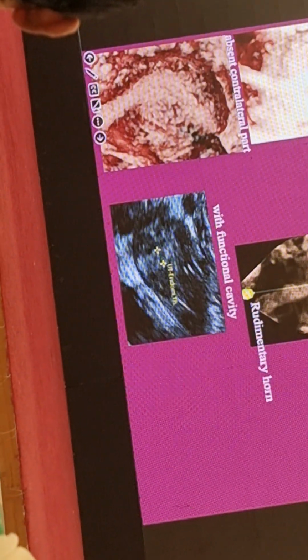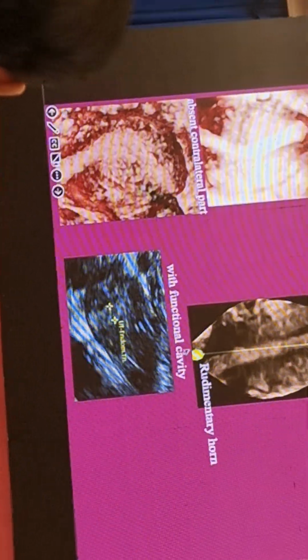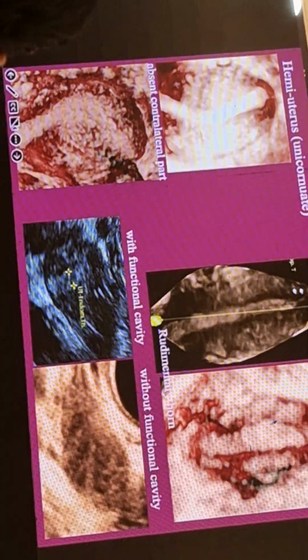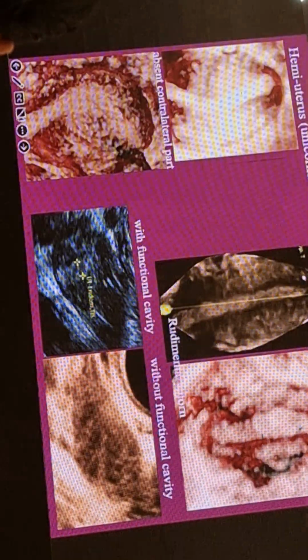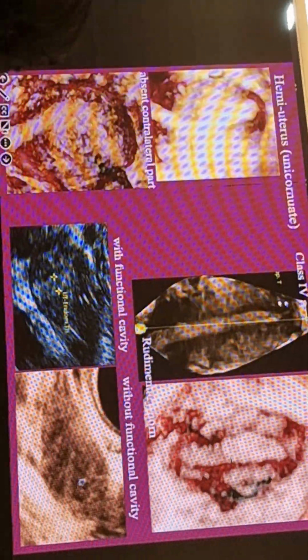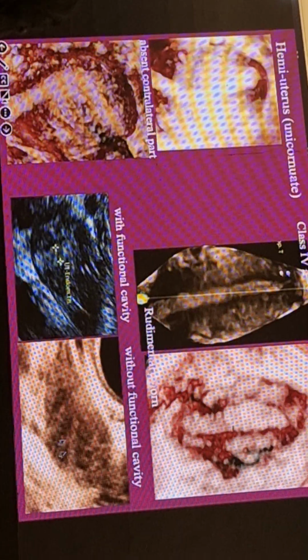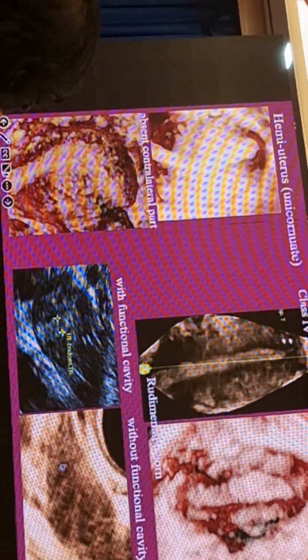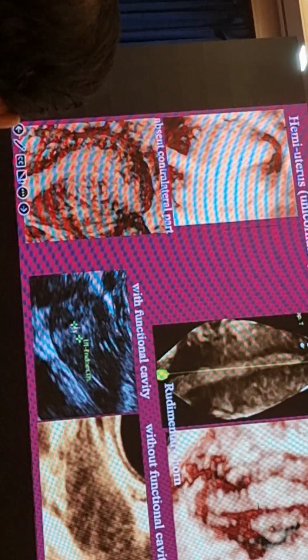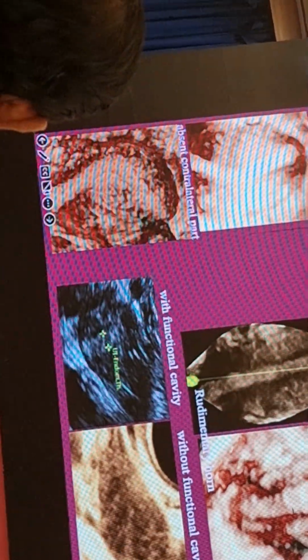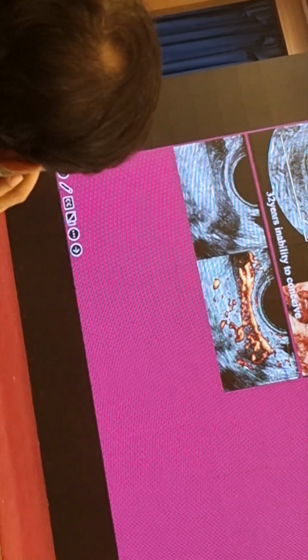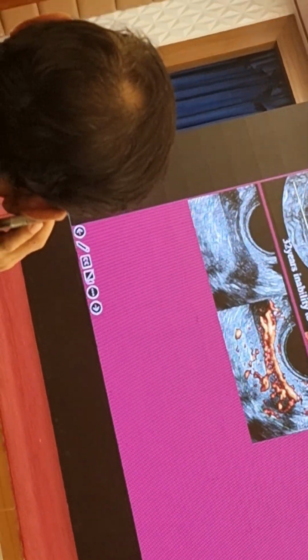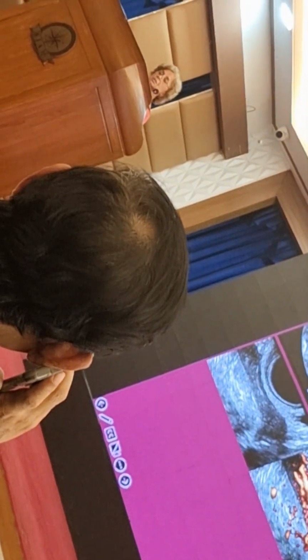They could be divided into those with a rudimentary horn, which may be a functional cavity, or the other type, which is a unicornuate uterus with another rudimentary horn that does not have a functional endometrial cavity. When we compare these two images, we can see the endometrium very nicely here, and here it is very poorly developed. This was one patient who actually came for an ovulation study.